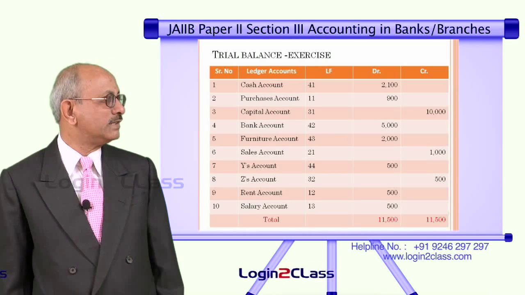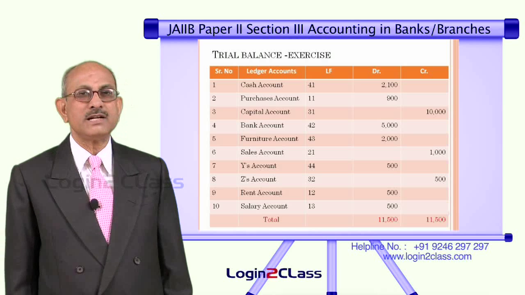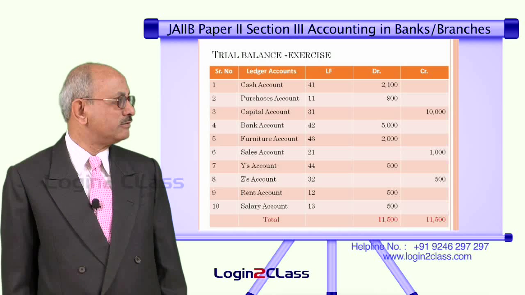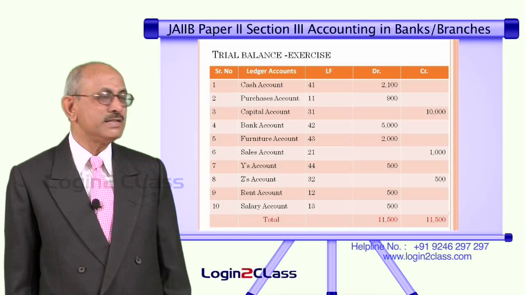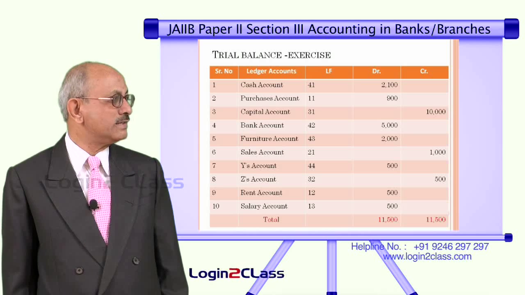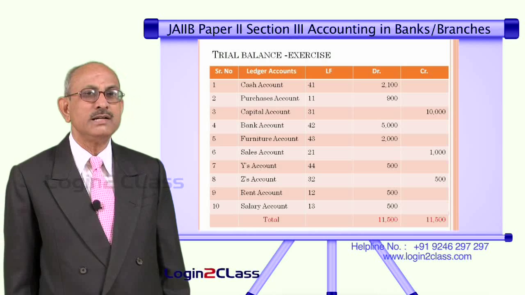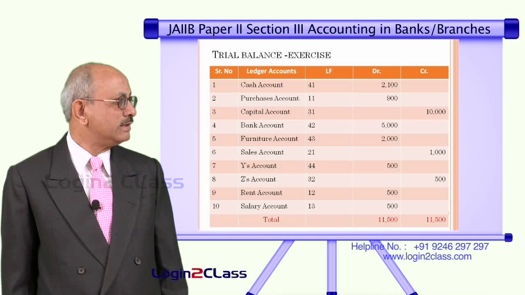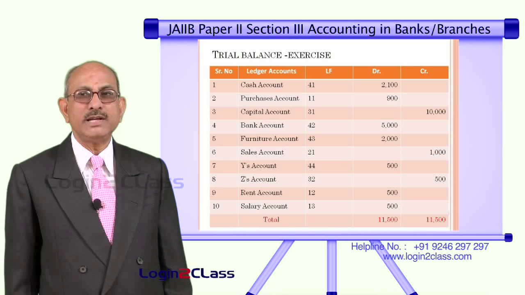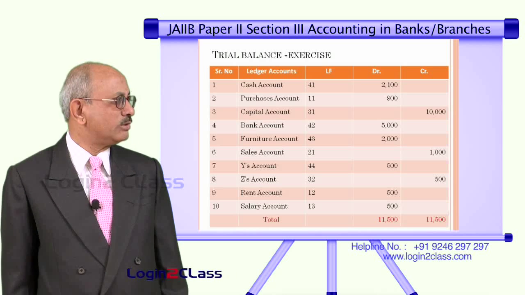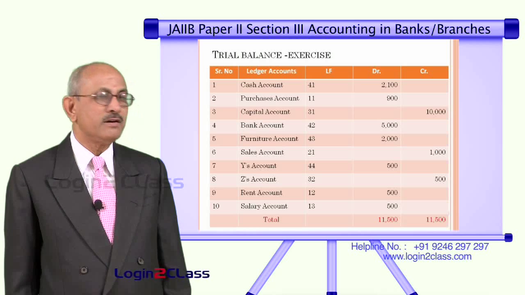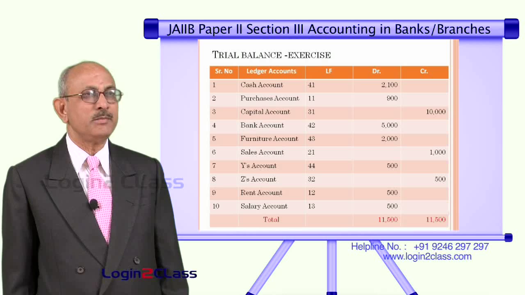As you see on your screen, we will start with the cash account. Cash account we have mentioned, and the ledger folio of the cash account is also given. Since the net balance in the cash account was 2100, we have put it under debit balance 2100. Similarly, we go to the next account, that is purchases account. There also it was a debit balance of 900 rupees. So, put it under the debit column.